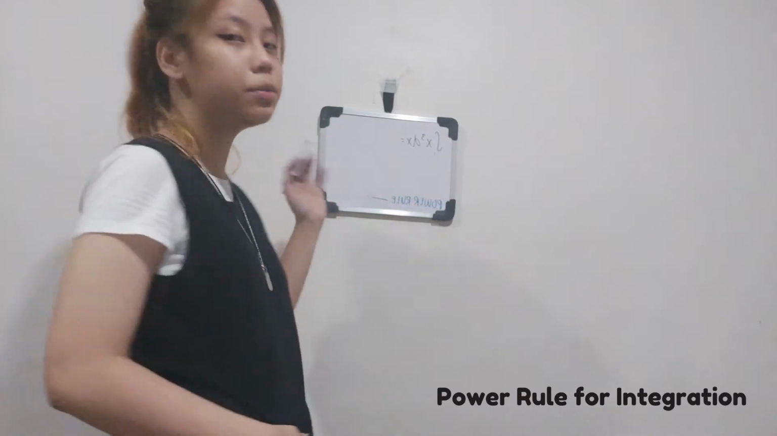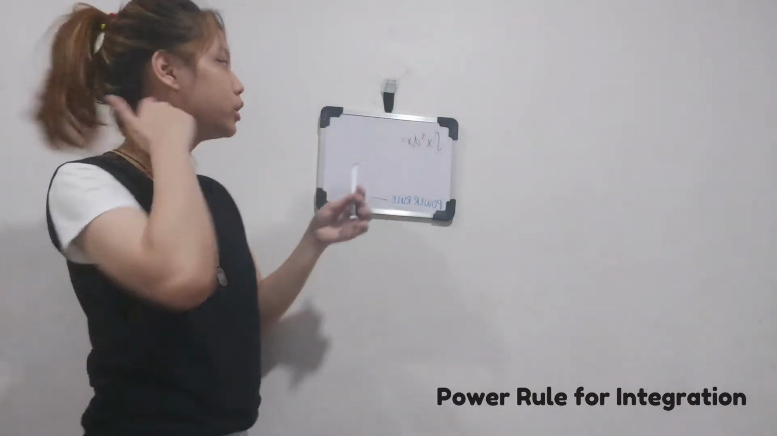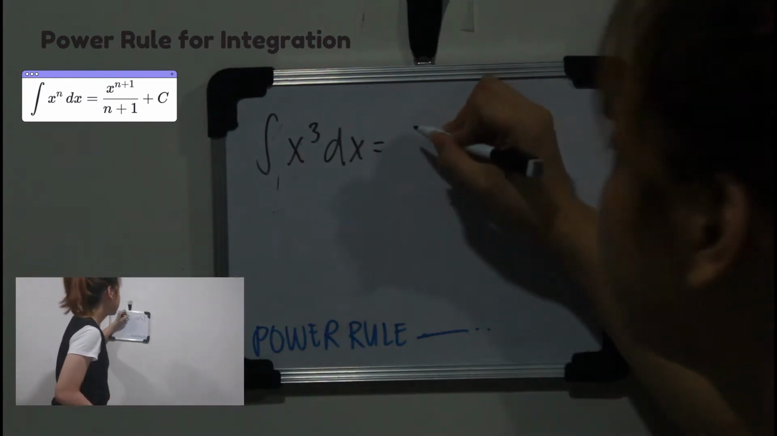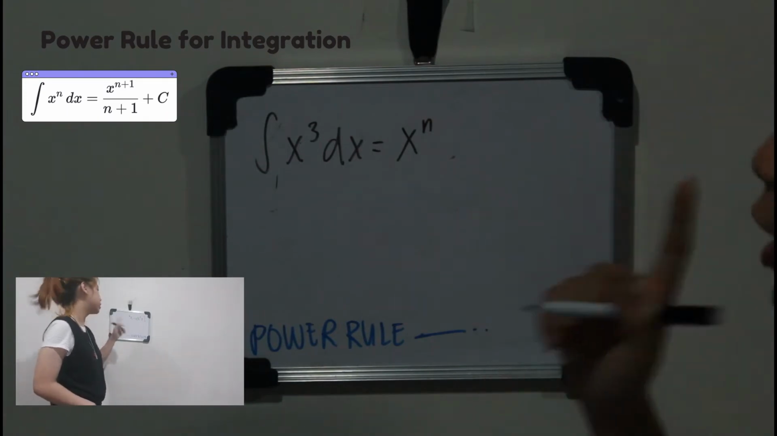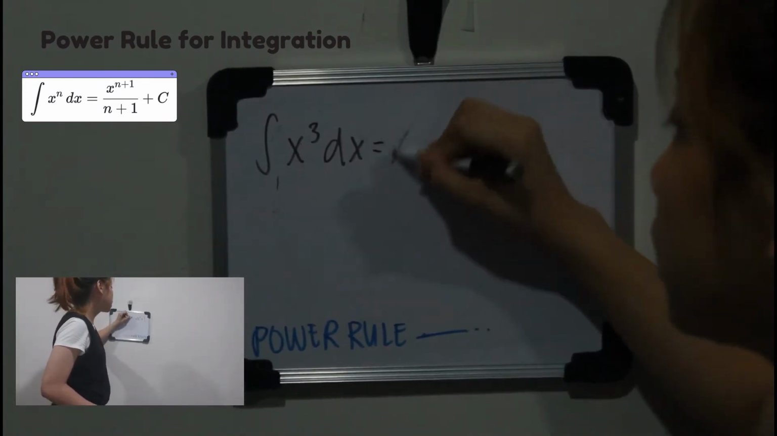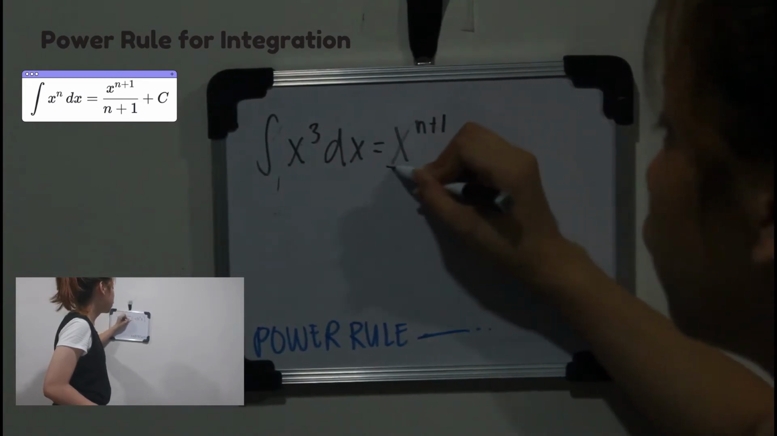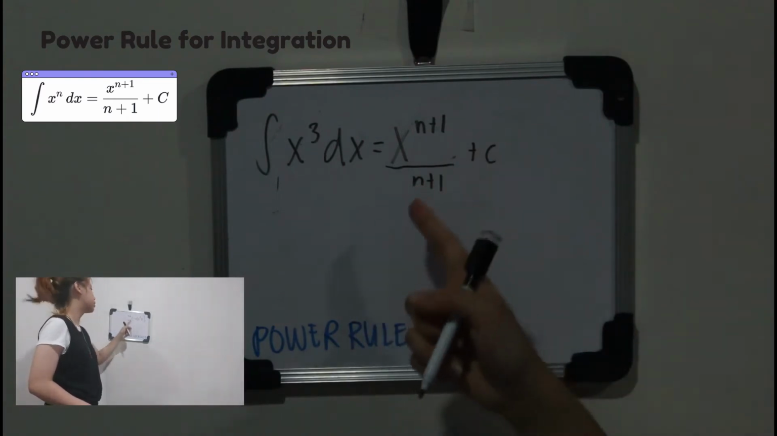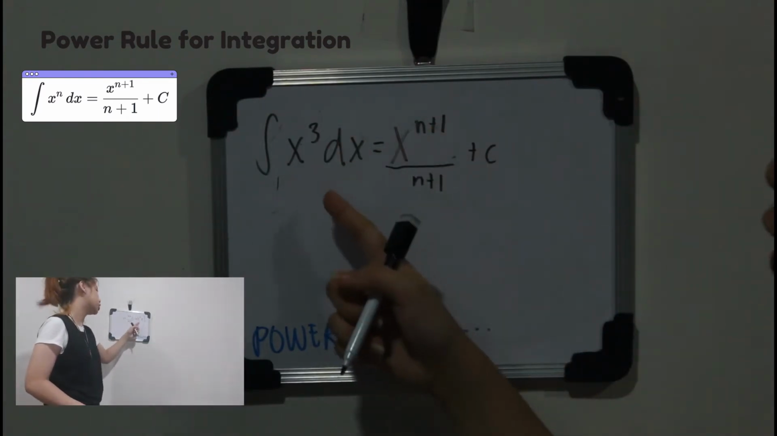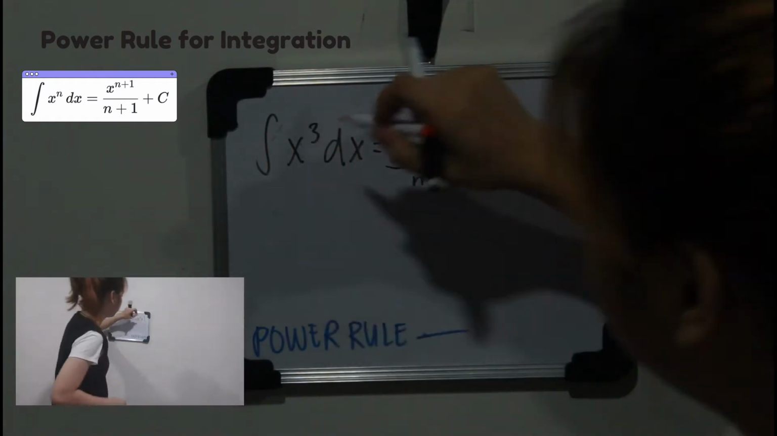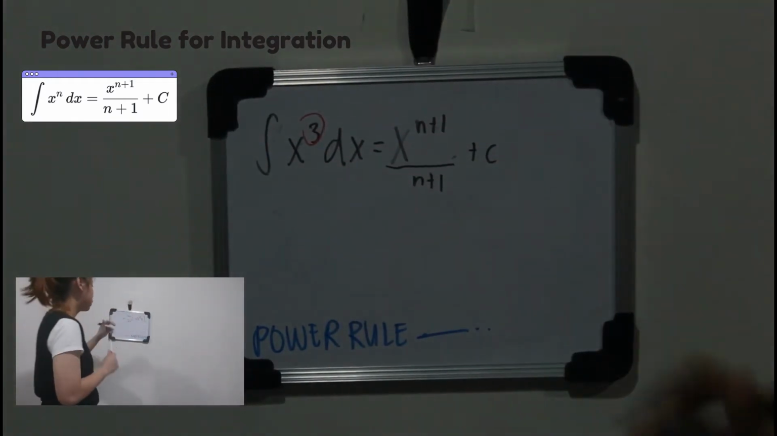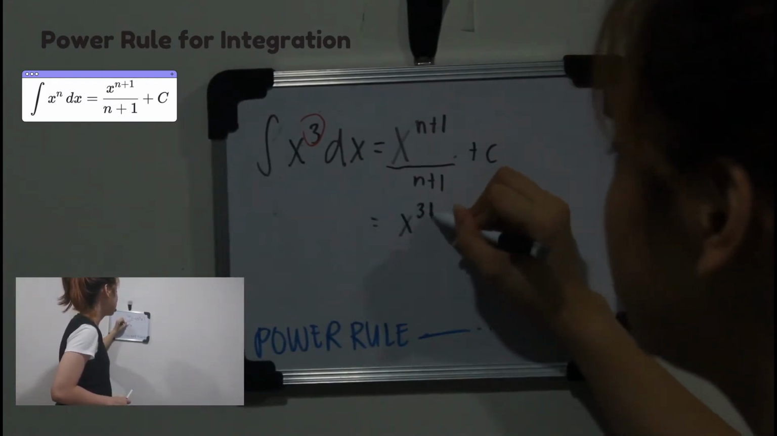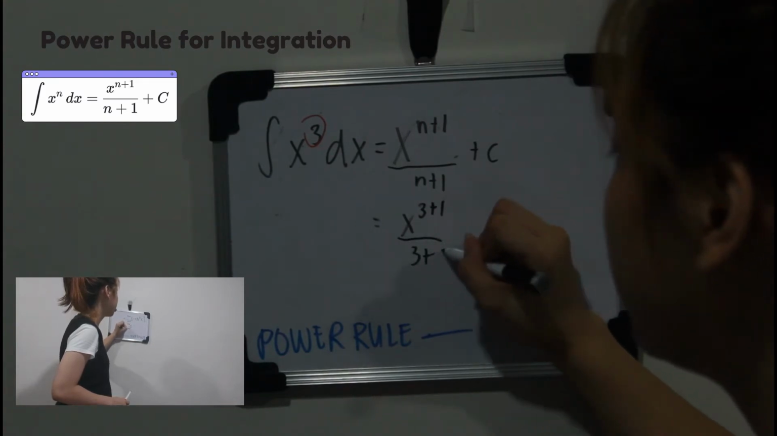So, let's have this simple function as our first example. As what we've remembered from the formula a while ago, the formula for the power rule for integration is x raised to n plus 1 over n plus 1 plus c. So, let's define what is letter n here in our given function. n is equal to 3. So, if we substitute it, x raised to 3 plus 1 over 3 plus 1 plus c.